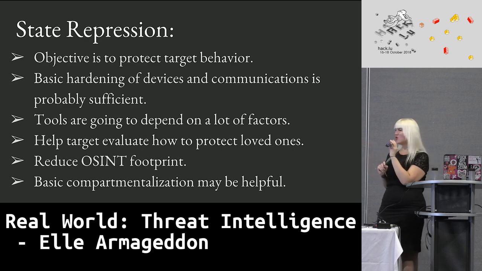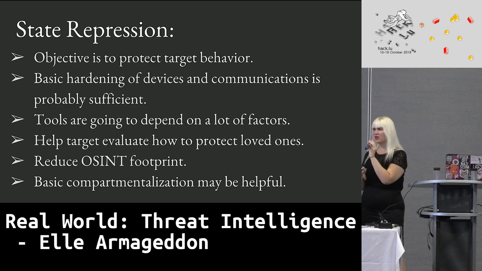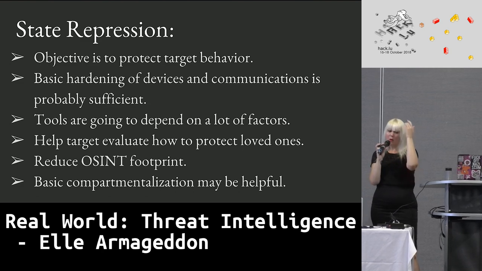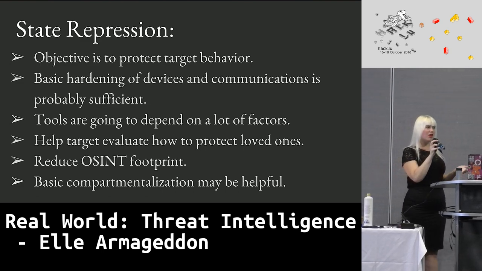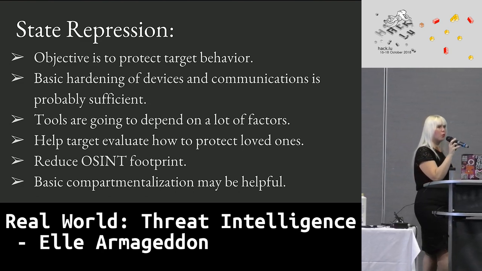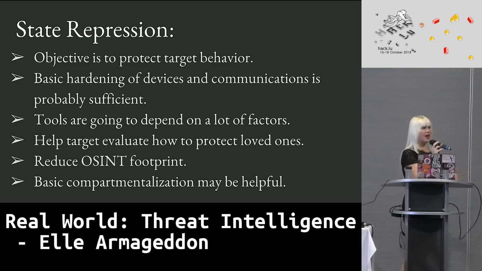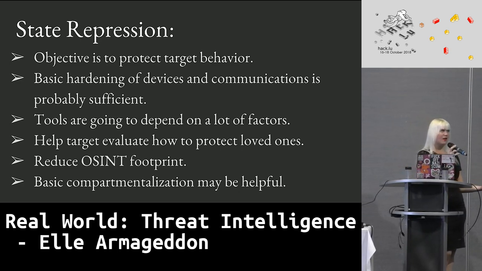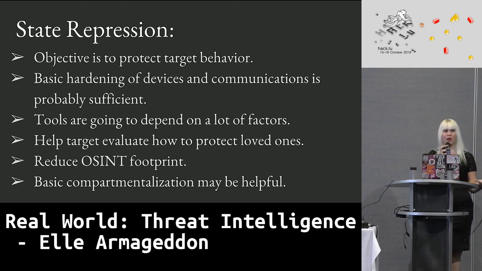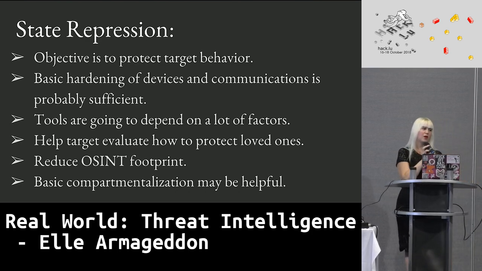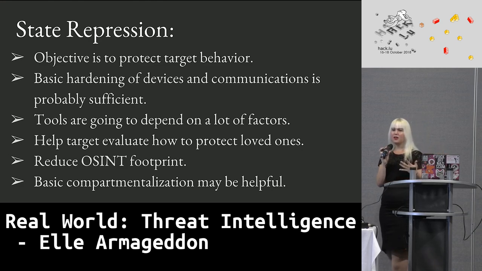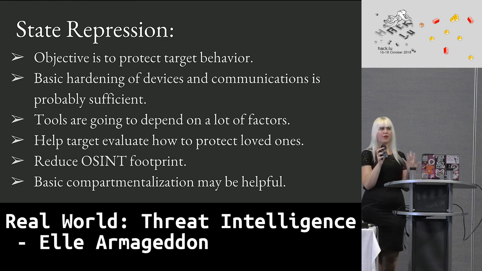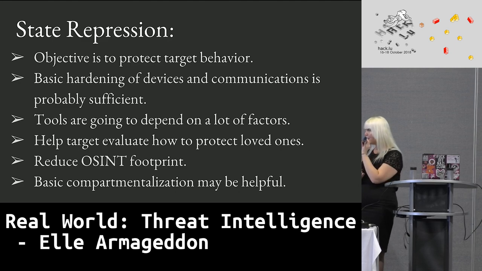We also want to start talking to our target about how to protect their loved ones. And this can mean a whole bunch of different things. This can mean getting them to talk to their loved ones about the threat that they're facing and the threat that their loved ones may be facing. And it also might mean creating distance between themselves and their loved ones for their protection. It's going to depend pretty widely based on circumstances, but it's a conversation that we should be having with people that we're trying to protect so that they can decide what's going to work best for them.